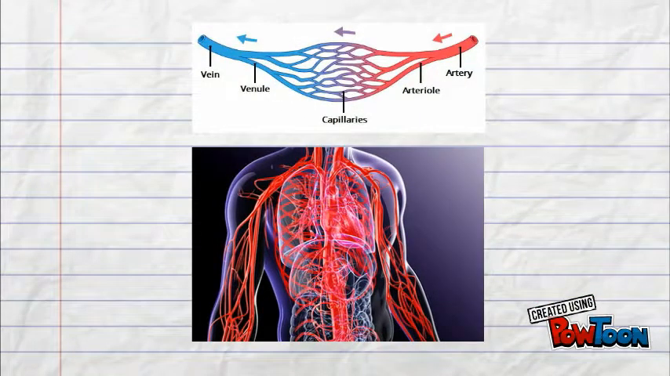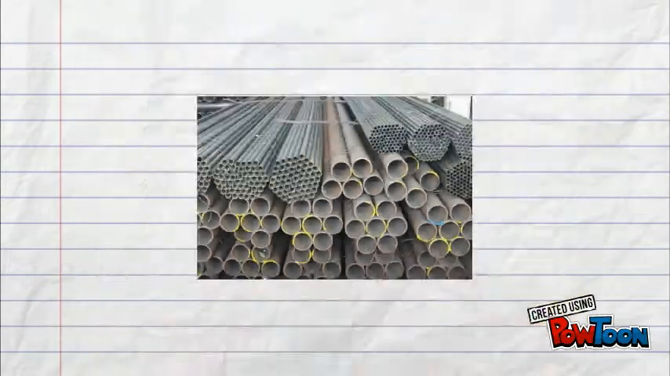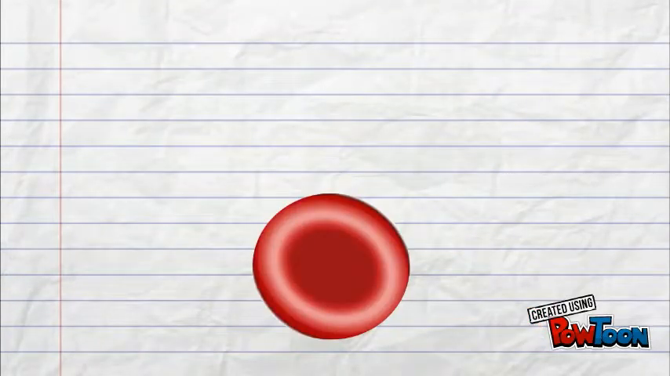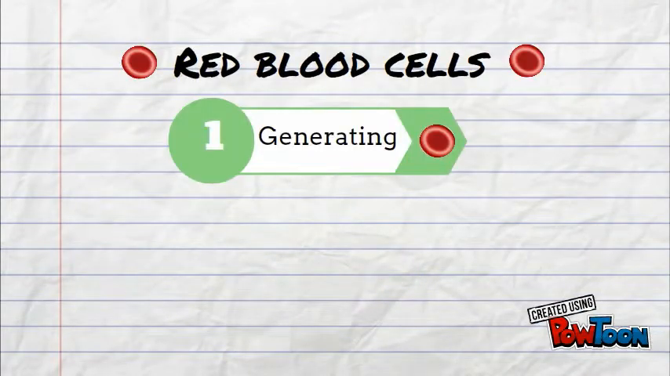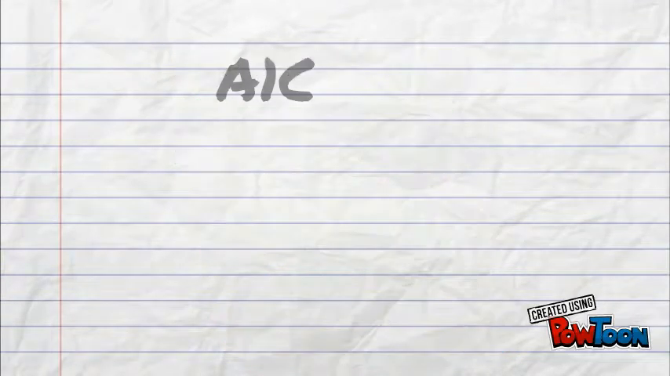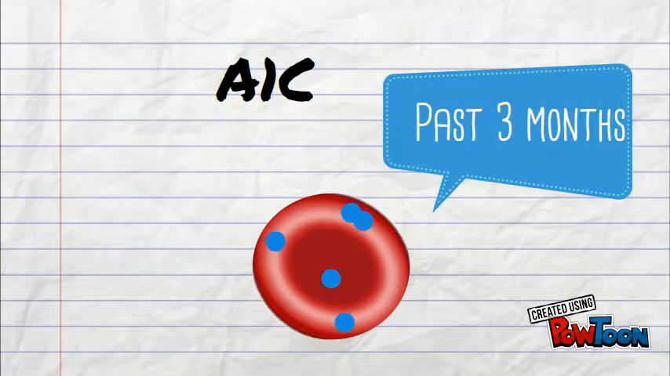I like to consider blood vessels the pipes of our bodies. Within the blood vessels are red blood cells. So when the sugar is in the bloodstream, a reaction occurs which causes the red blood cells and the sugar to stick together irreversibly. This is a process called glycosylation. Now, red blood cells are always generating and dying, but they typically last about 3 months. So an A1C measures how much sugar has attached to your blood cells in the past 3 months.